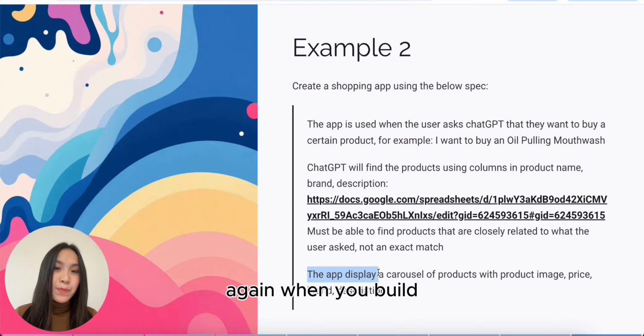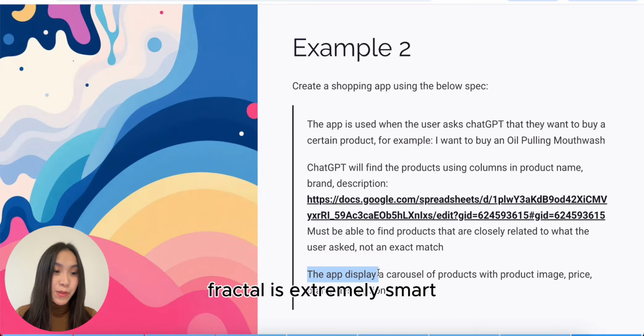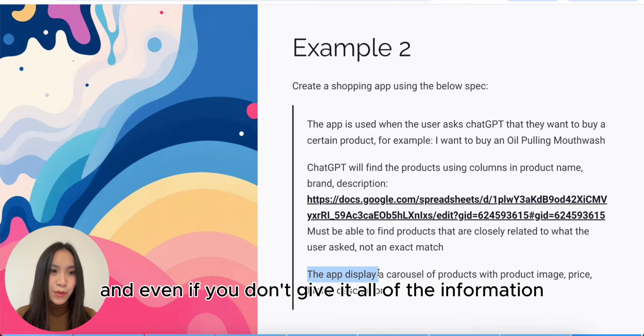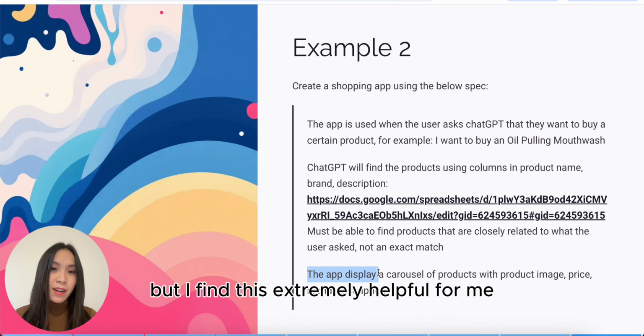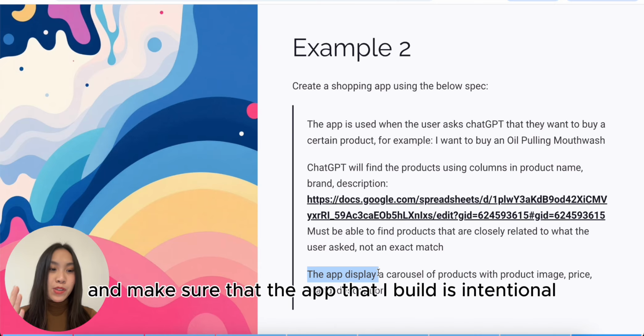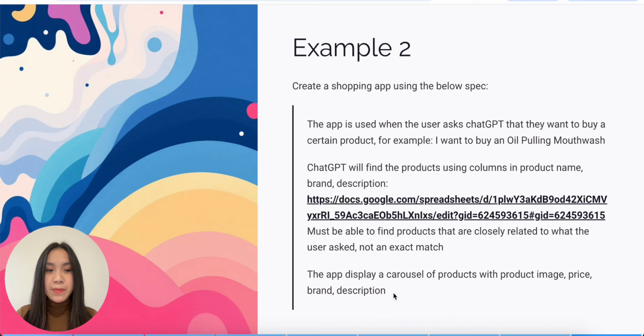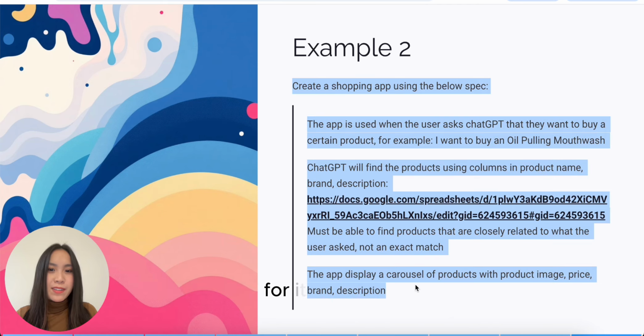Again, when you build, you don't have to prompt it so clearly like this. Fractal is extremely smart, and even if you don't give it all of the information, it would be able to build an app for you anyway. But I find this extremely helpful for me to structure my thought process and make sure that the app that I build is intentional. I'm going to copy this whole prompt onto Fractal for it to build.